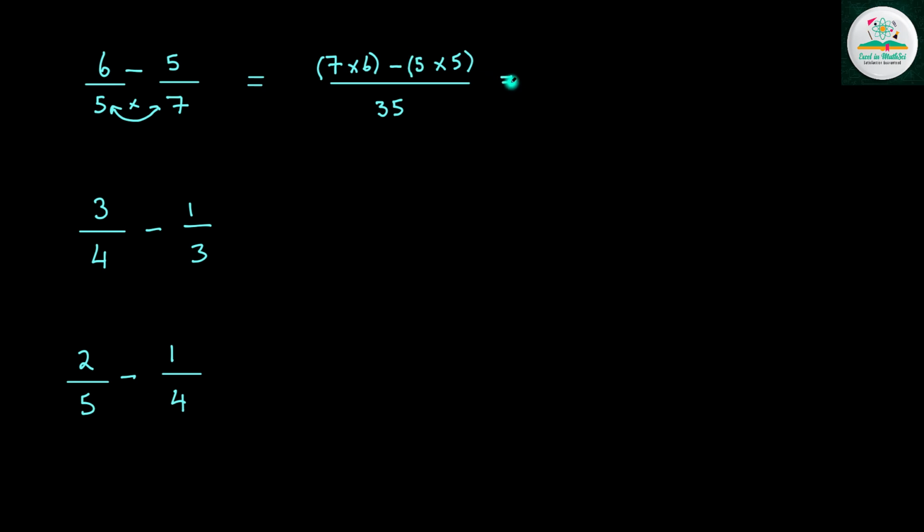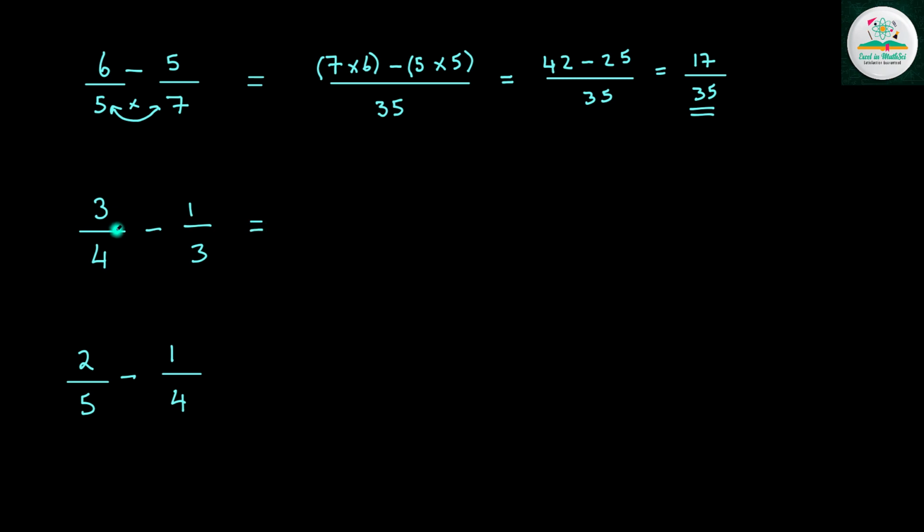I'm just writing these in there so you can see what's happening. So that'll be 42 minus 25 over 35, and 42 subtract 25 is simply 17. That is 17 over 35. That would be my final answer, because there's no common factor between 17 and 35. Okay, why don't we look at the next one?